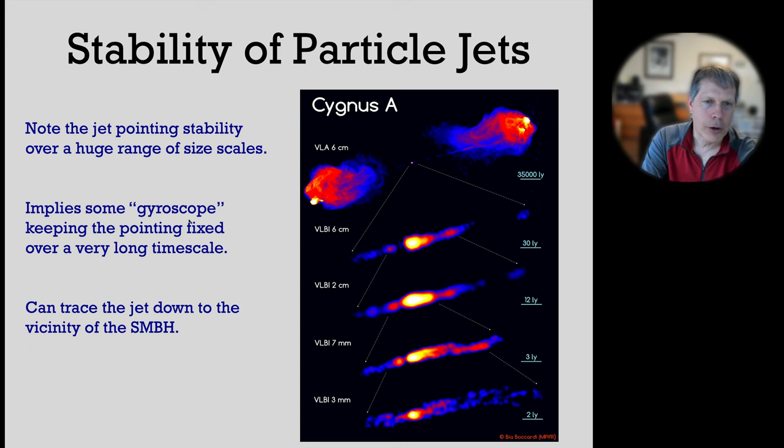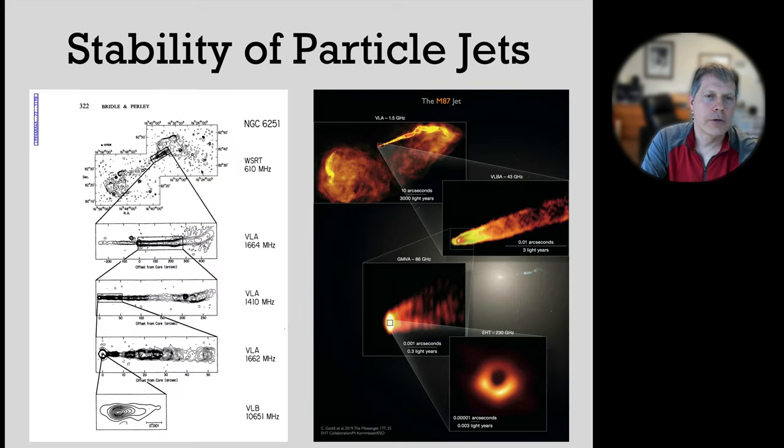Okay, so that's remarkable. I mean, a gyroscope is needed to keep the thing pointed in a direction for a long period of time. And then, as you can see here, and as I'll show you in more detail soon, you can indeed trace the jet down to the vicinity of the supermassive black hole, down to very small physical scales. Here are a couple of other examples. Here is a very famous system, well-studied for many years, NGC 6251. Again, here is the jet zooming in, zooming in, and again, you can see it remains pointed in the same direction for a very long period of time.